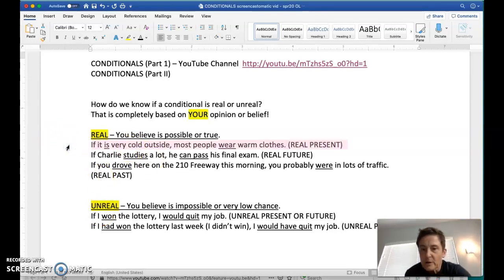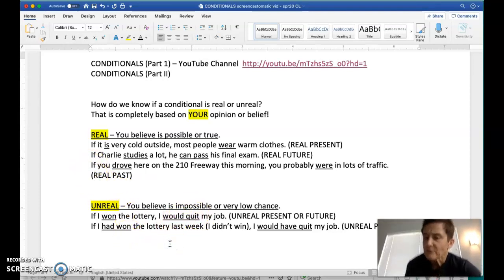Because for real present, I choose simple present and simple present. But for unreal conditional, I don't believe it's true. I don't believe it's possible. I think it's a low chance. I choose simple past, and I choose modal would plus base verb. Okay? So you have to choose the right verb tense or people won't understand your meaning, right?